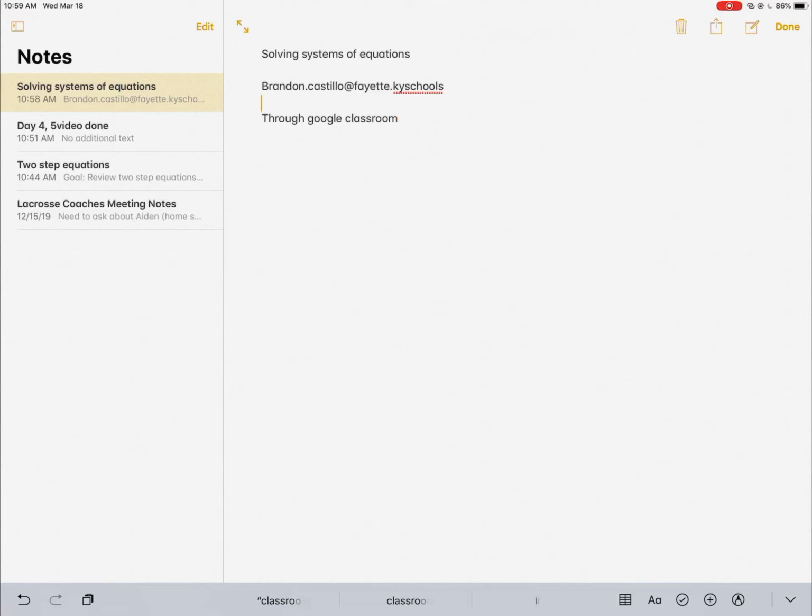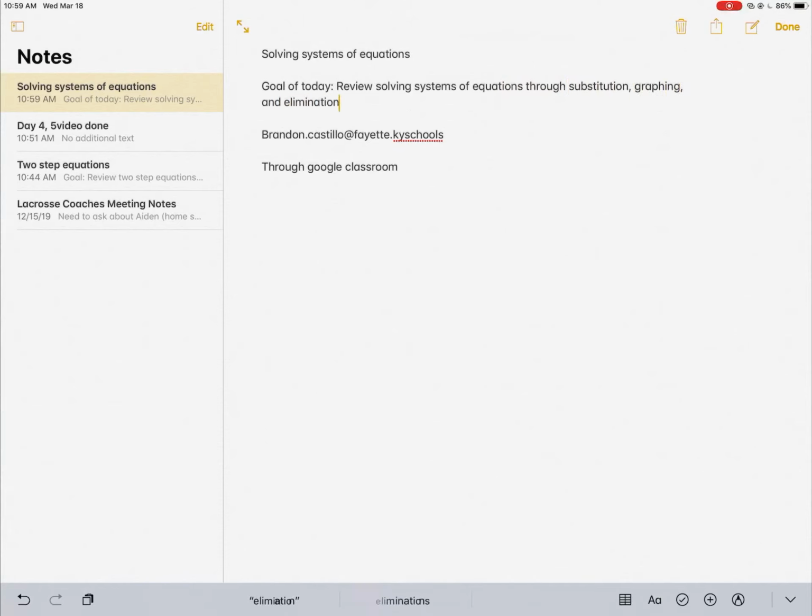So today, what we're talking about is solving systems of equations. It's another skill that you're going to see a lot of next year in 9th grade. It's something that we want to make sure that we are good at, that we know how to do, that we feel good about. So the goal of today is to review solving systems of equations through substitution, graphing, and elimination. And then of course, practice it by doing the Google Form, getting 100% on the Google Form.